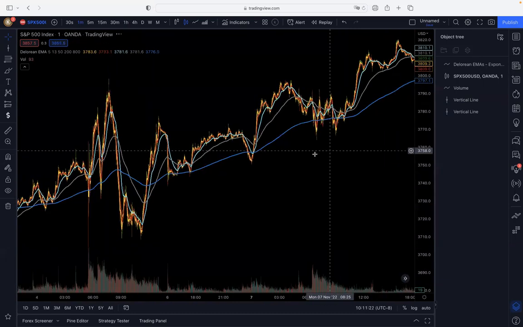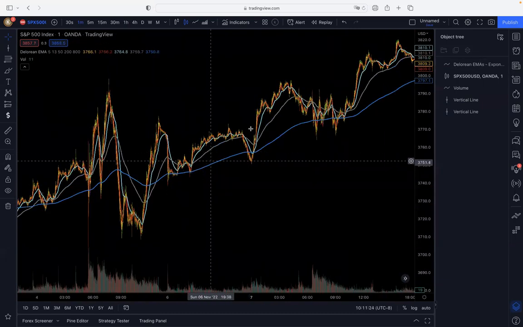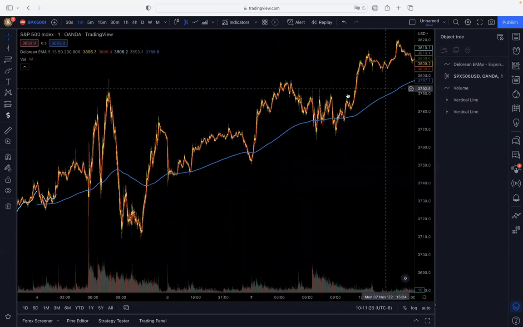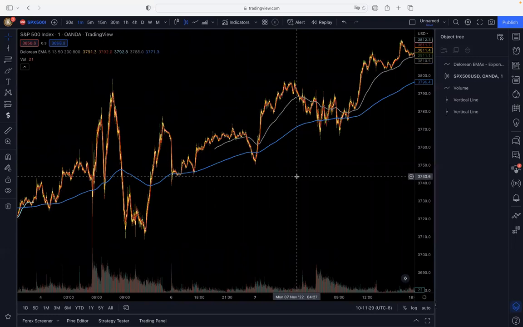So on the 1 minute, you see aqua, gray, and blue a lot more clear, and it's literally just bouncing off of blue all the way up.